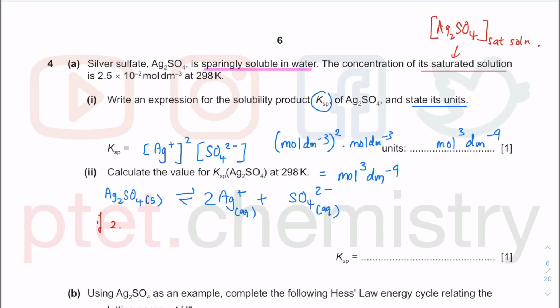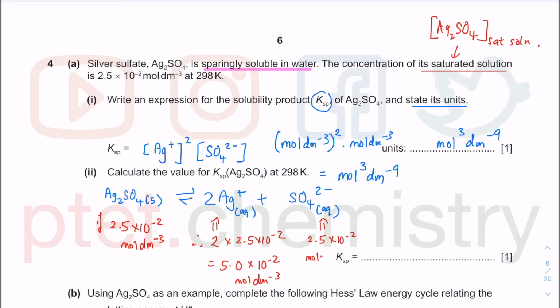So if that is 2.5 times 10 to the minus 2 mol per dm cubed, then 1 mole of this gives 2 moles of that. If this much dissolved in water in the saturated solution, therefore the concentration of Ag+ is going to be 2 times 2.5 times 10 to the minus 2. I get 5.0 times 10 to the minus 2 mol per dm cubed. Now this one, 1 mole of these gives you 1 mole of the sulfate. So the concentration of the sulfate is still 2.5 times 10 to the minus 2 mol per dm cubed.